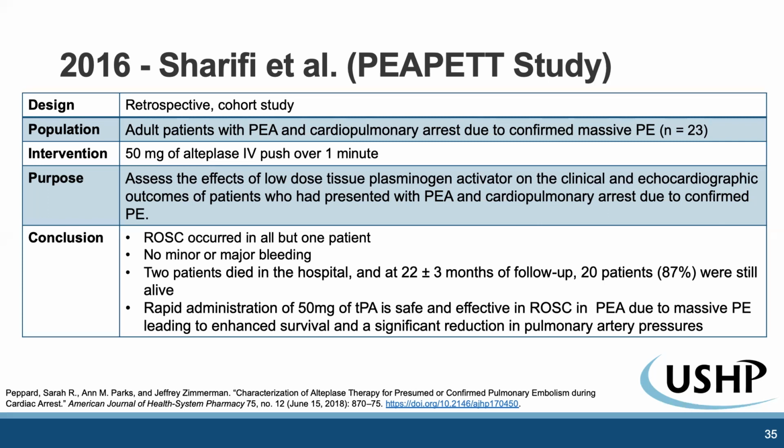And so from this study, they were able to find that the 50 milligram alteplase dosing given over 1 minute allowed for ROSC to be achieved in their patient population. Contrary to the last study, they did not see any minor or major bleeding, but also keep in mind this is a smaller patient population, and maybe they just did not have enough patients to find this outcome, or rather power the study from that regard.